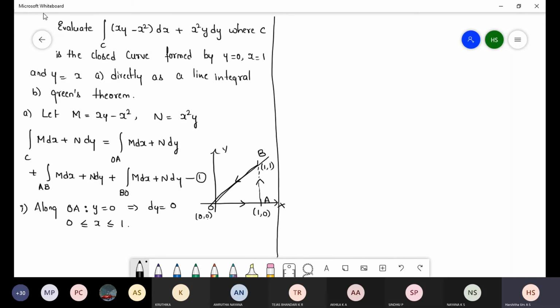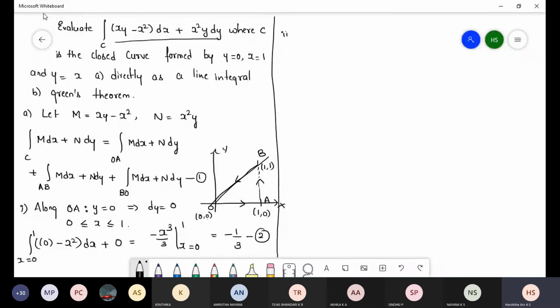Now we have to substitute in the integral, x is equal to 0 to 1, m dx plus n dy. In this equation, wherever y is there, we have to write 0. So the first term will become 0 minus x square into dx, plus the second term 0 into dy is also 0. Do the integration of minus x square, that is minus x cube divided by 3, x is equal to 0 to 1. So we get minus 1 by 3. Call this equation 2.